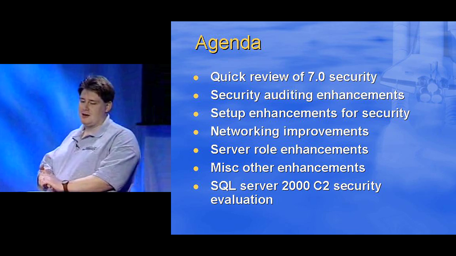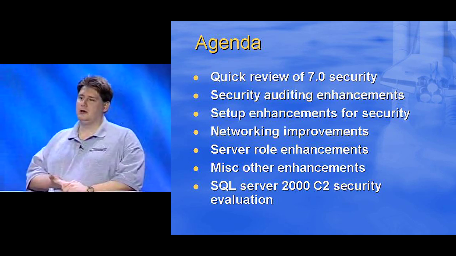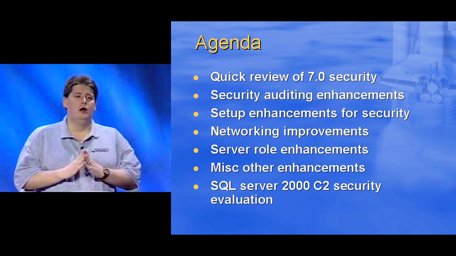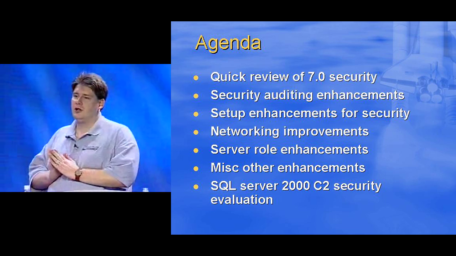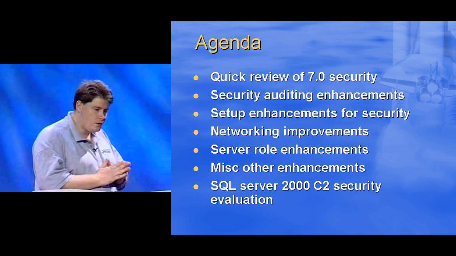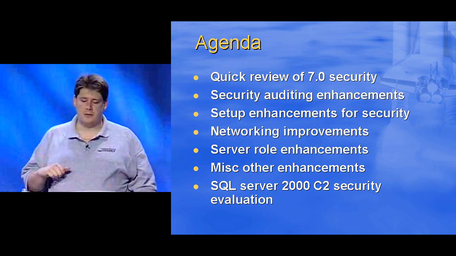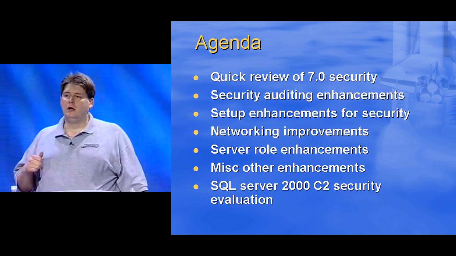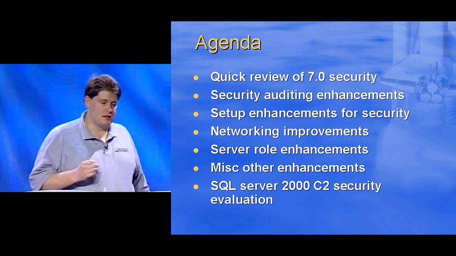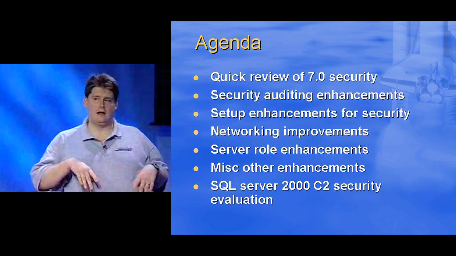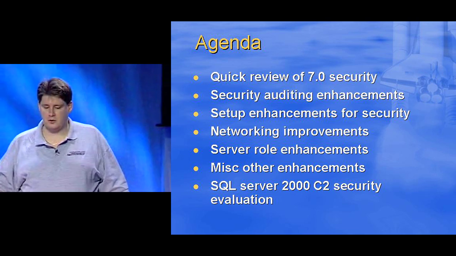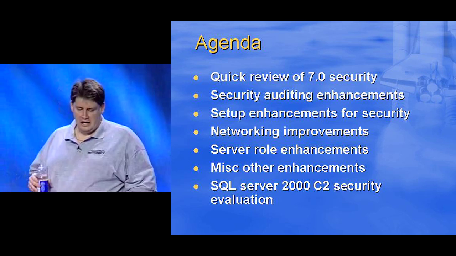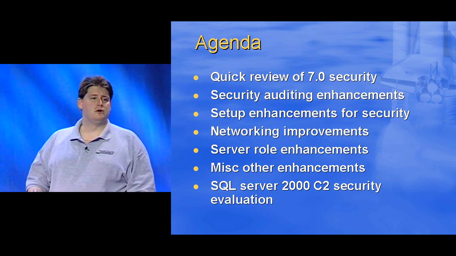Okay, so we're going to talk about a quick overview of SQL 7 security, which is also going to be at least a little bit an overview of SQL 2000 security. I want to talk about auditing and what we've done to enable auditing in SQL Server 2000. I want to talk about some more of those details on the setup enhancements. Networking improvements. So what have we done to enhance networking security in SQL Server 2000? We've added a role, and we've done some other things that I think you'll really like with our server roles. There are a lot of miscellaneous little enhancements to do with security. And finally, I just want to make a couple comments about our C2 evaluation that's ongoing.